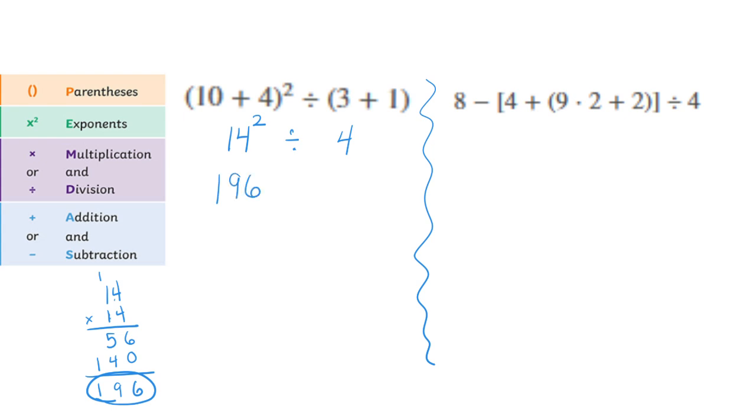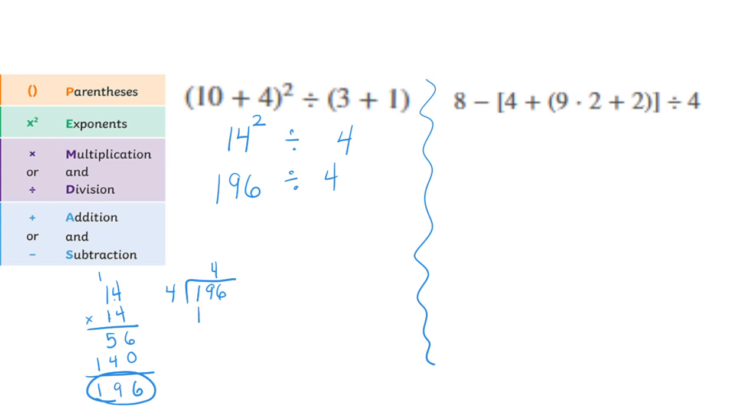So 196 divided by 4. Okay, do you know that off the top of your head? Maybe not, but in lesson 1-4 we did long division, so we can go over here, a little side note again. I'm going to take my 196 and I'm going to divide it by 4. So 4 goes into 19 4 times. So put your 4 above the 9, keep those lined up.